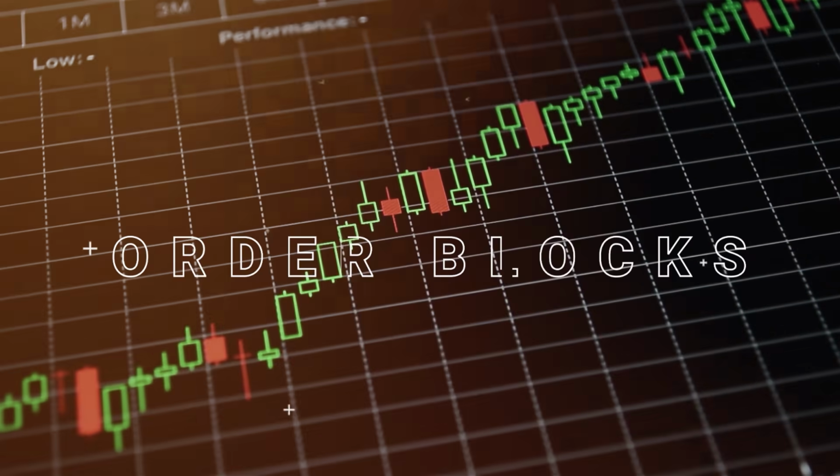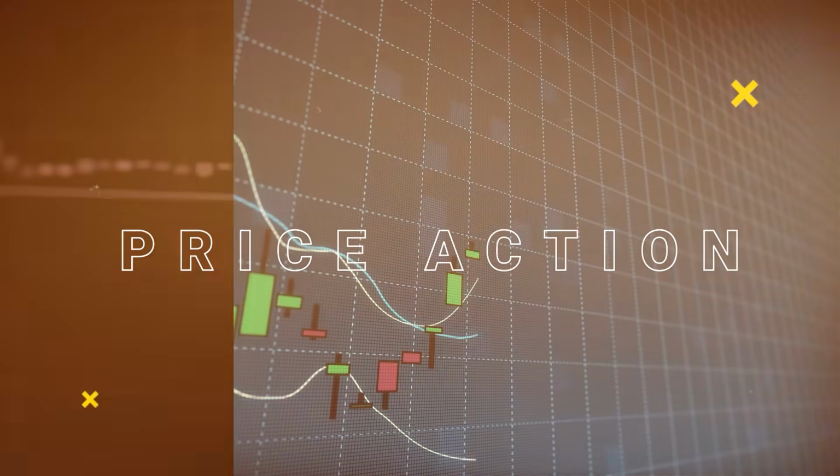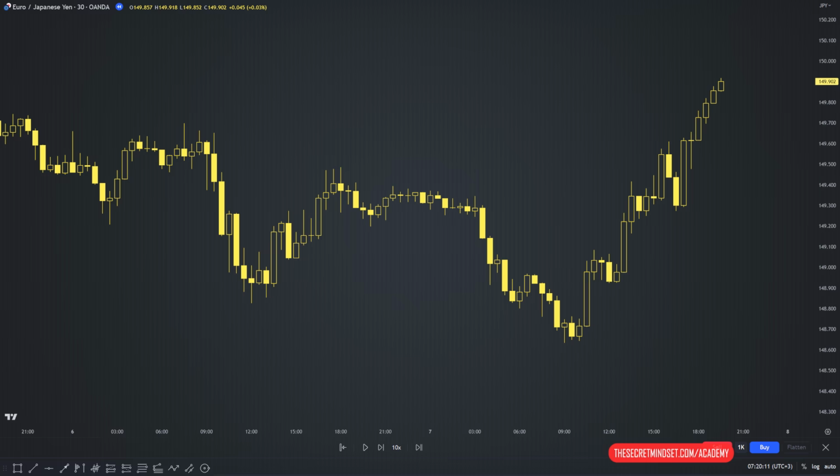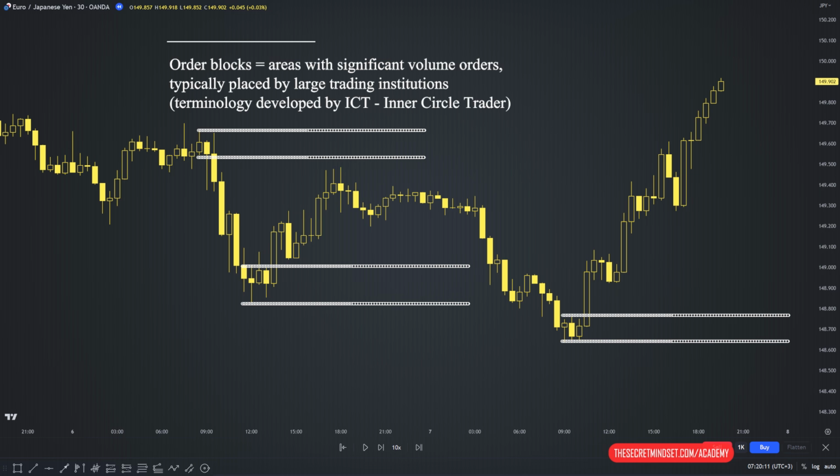Today we're gonna talk about day trading using order blocks and how I use them in combination with price action. So, order blocks. These are areas with significant volume orders, typically placed by large trading institutions.